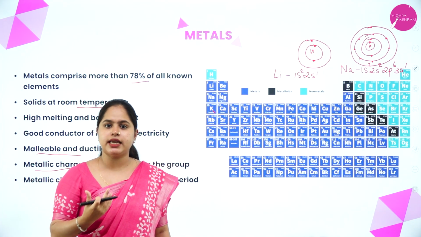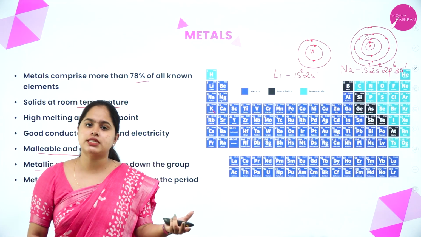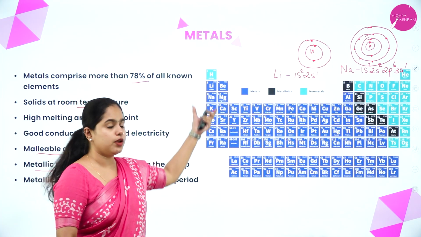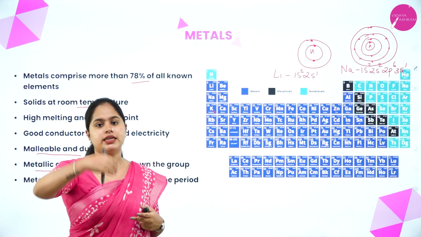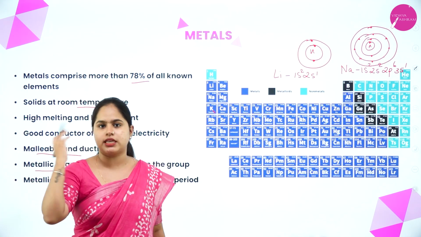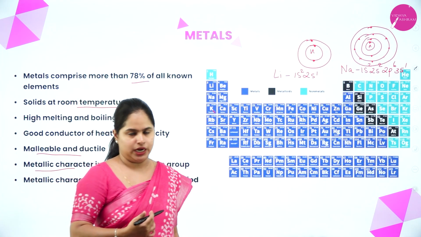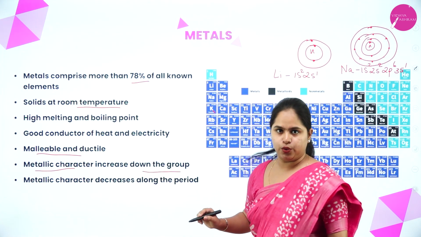So what is metallic character? It is the tendency to lose electrons. Yes, the easier it is, the more the metallic character will increase. So what you can understand is, when we move down the group, as the size increases, the attraction between the nucleus and the electron will keep on decreasing. So easily the electrons can be removed from the outermost shell, right? So hence the metallic character increases down the group, right?